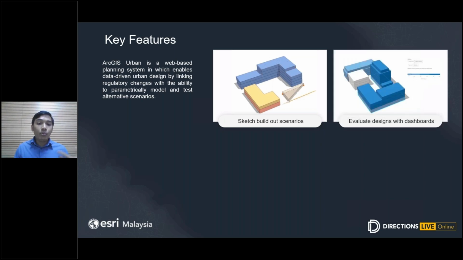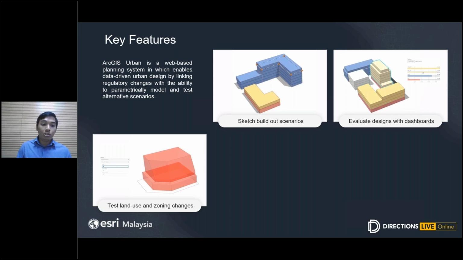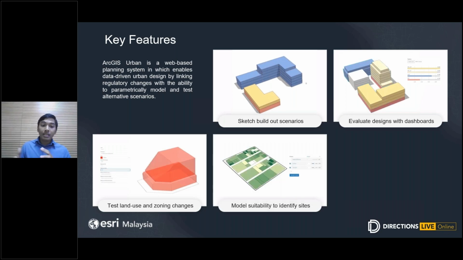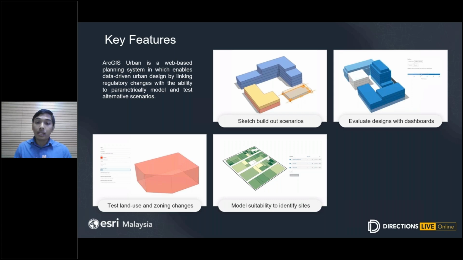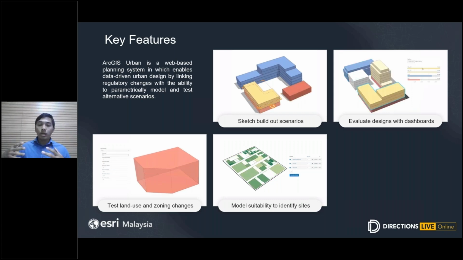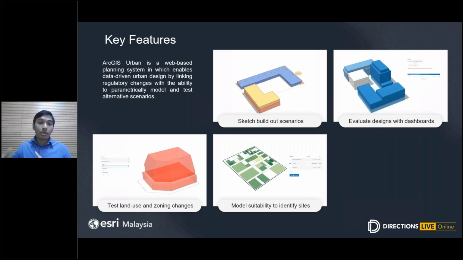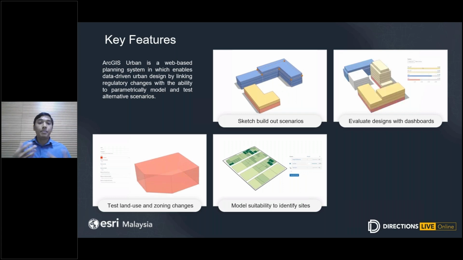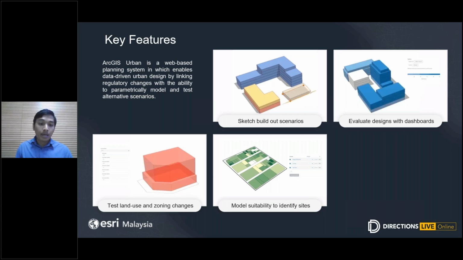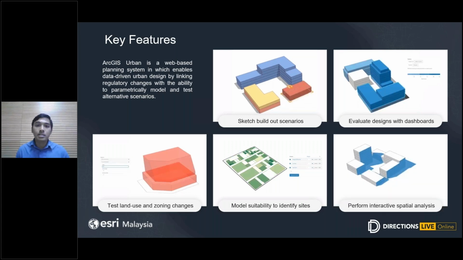And then we can evaluate the design with a dashboard. Once you make any alteration to your sketch, it will be reflected in the dashboard, so you can directly assess what has been done in a certain scenario. So you can test land use and zoning changes. And this one is model suitability to identify sites. For example, you want the machine to help you in decision making on which area is suitable for residential. We can put in some parameters, and the machine will advise you on which area is proper for a certain zoning, for example. And then we can also perform interactive spatial analysis.